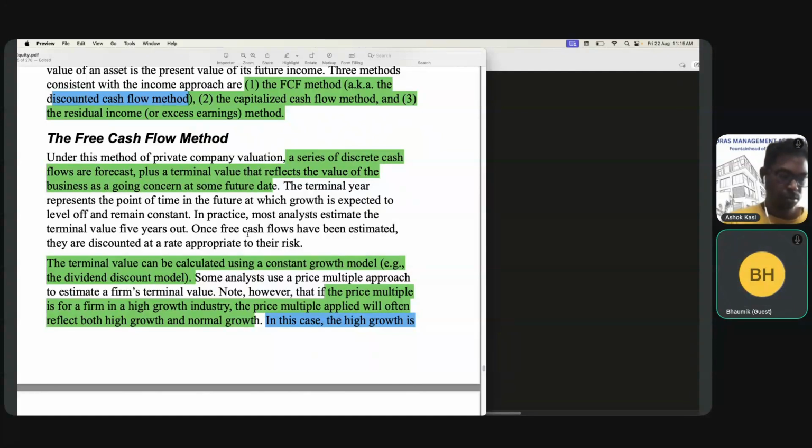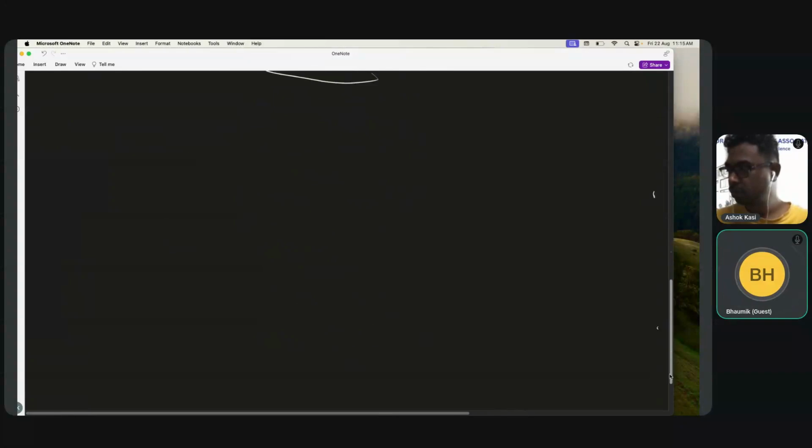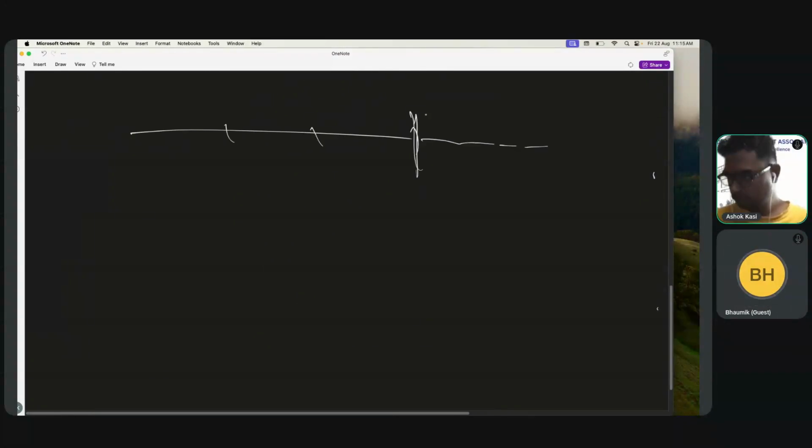Sir, can you explain this? A series of discrete cash flows are forecasted, meaning they are forecasting the cash flow basically, plus a terminal value. Terminal value is from where constant growth will start. That reflects the value of the business as a going concern at some future date. So this is just the Gordon growth model, na? Dividend, and then from here on, constant growth. So this is the terminal value.